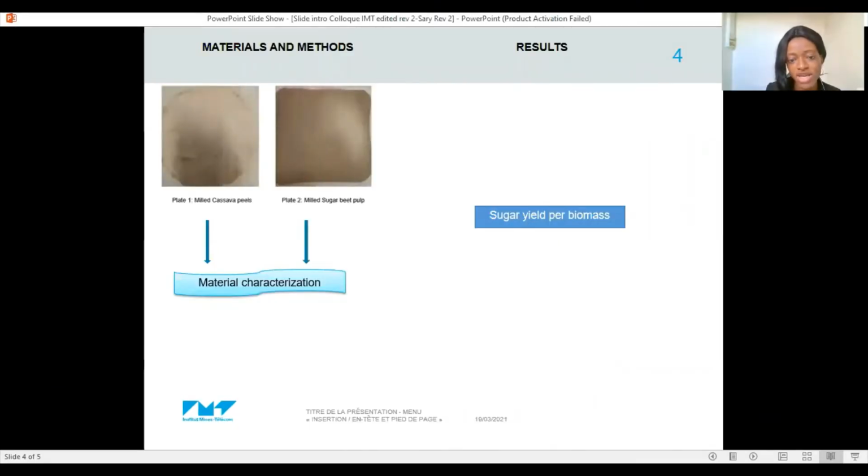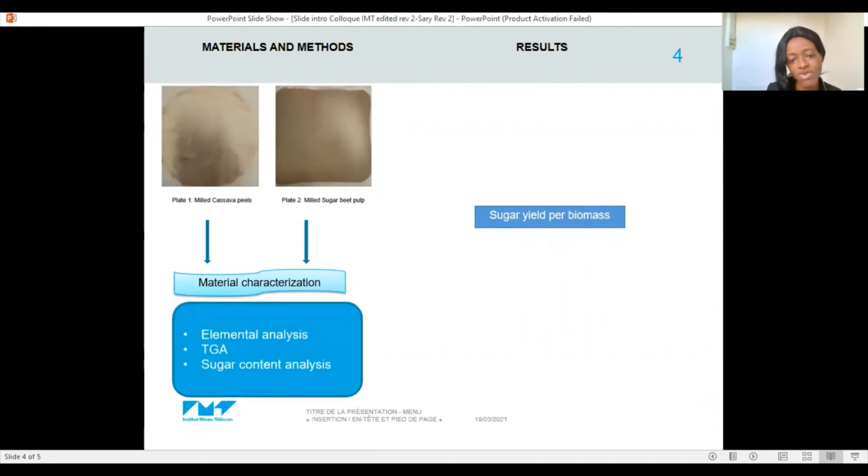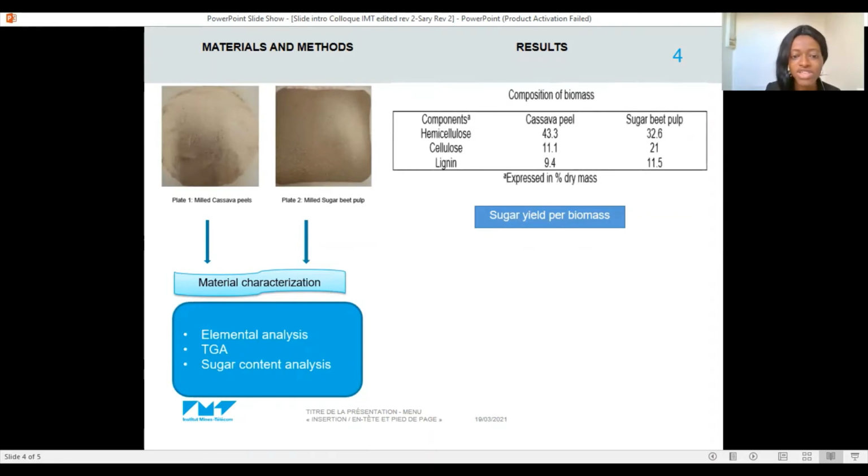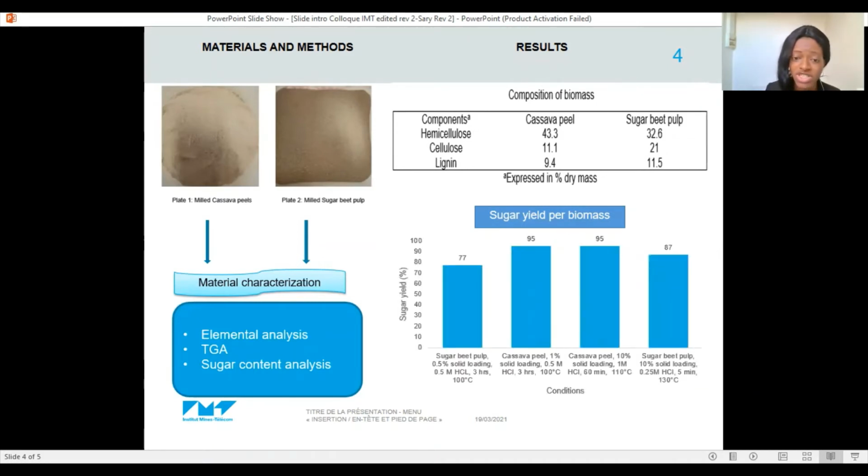Our samples were milled and characterized. The material characterization included elemental analysis, proximate analysis, and analysis of sugar content. We discovered that the hemicellulose content of our biomass was more than the cellulose content. And for sugar recovery, we varied different parameters such as solid loading, acid concentration, time, and temperature, and achieved optimum sugar yield for ethanol production to be 95% from cassava peels and 87% from sugar beet pulp.